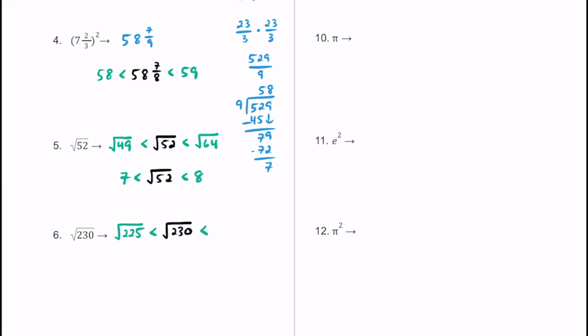And so I know 15 times 15 is 225, and 16 times 16 is 256. So this is going to be the square root of 256. Now the square root of 225 is 15. 15 is going to be smaller than the square root of 230.